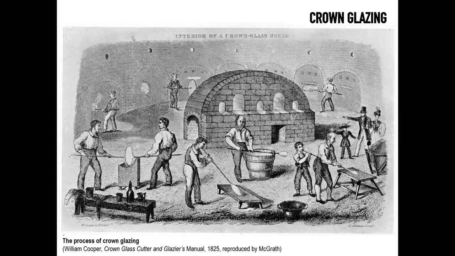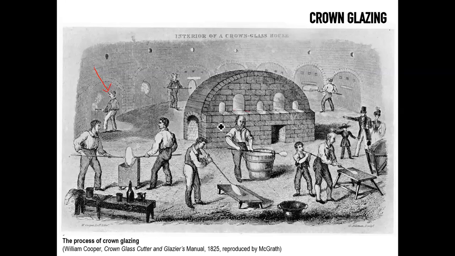However, the process requires considerable skill, and very often glazing manufacturers had in place a chain of trades or specialists within the glass house, each one of which was allocated a very specific task. So you can see here someone gathering what glaziers used to call the metal, which is the molten glass, and attaching it to a pipe.